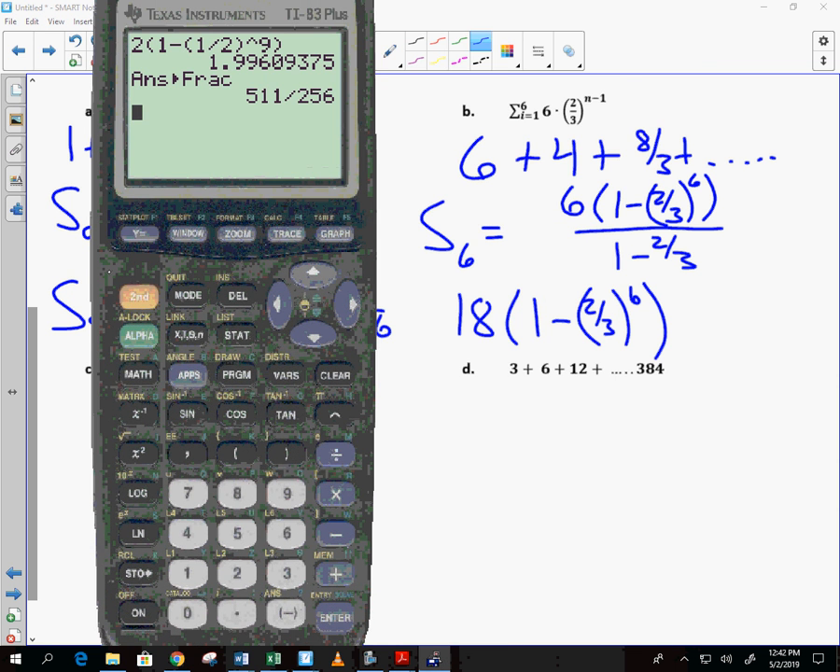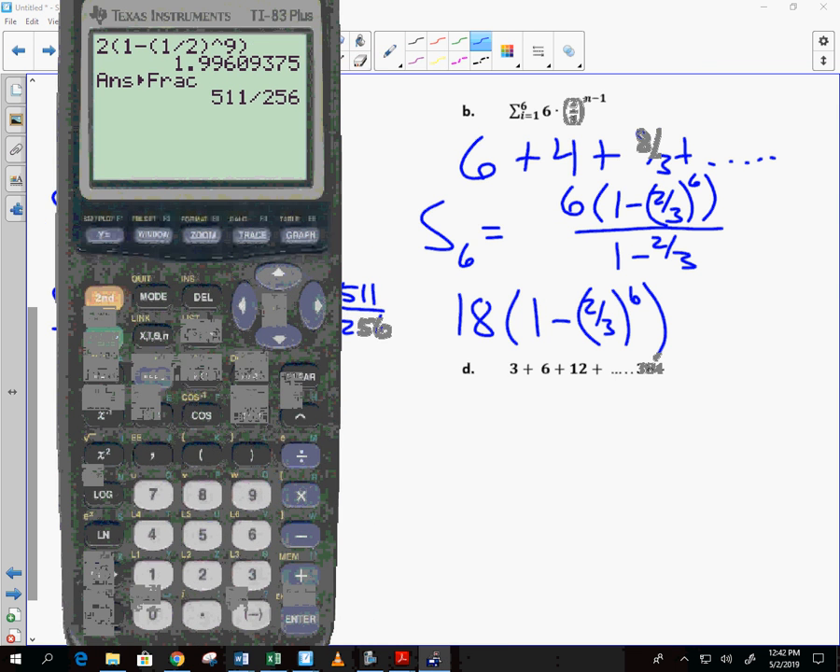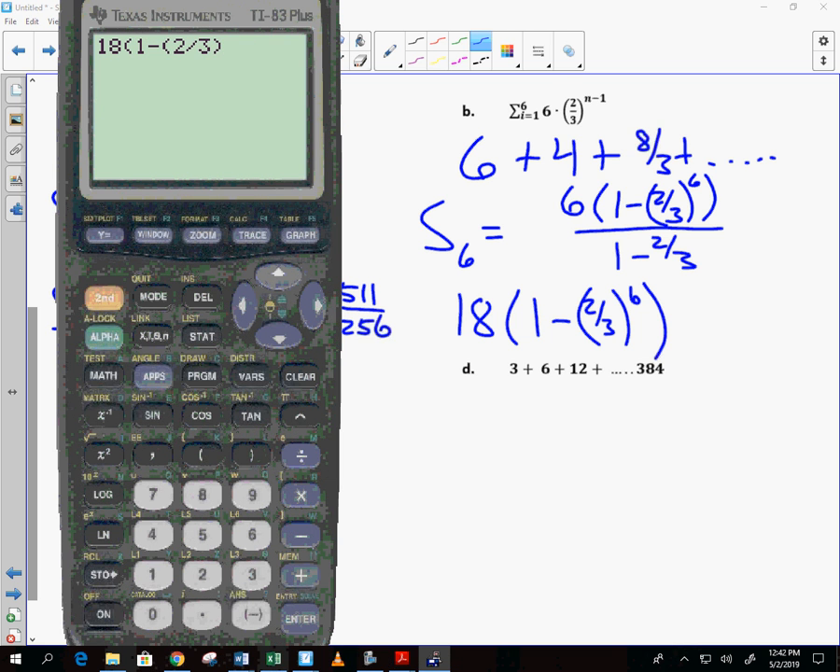So we've got 18 times 1 minus 2/3 to the 6th power. So 18 times 1 minus 2/3 raised to the 6th power. Give us the fraction. Math, convert to fraction. 1330 over 81.